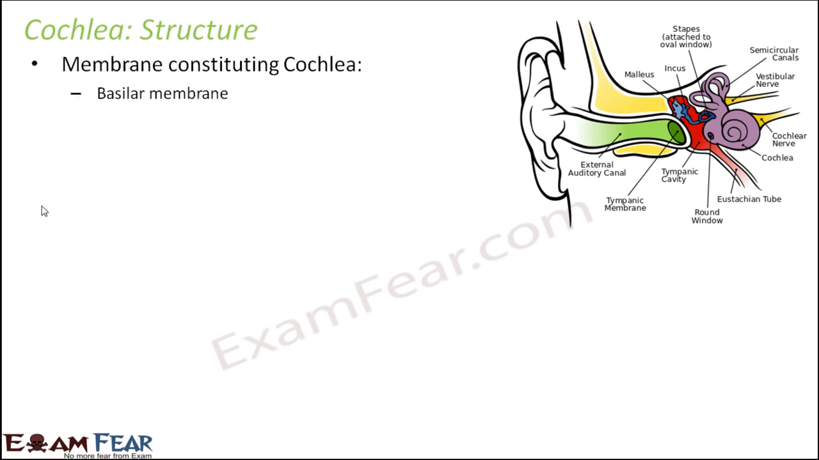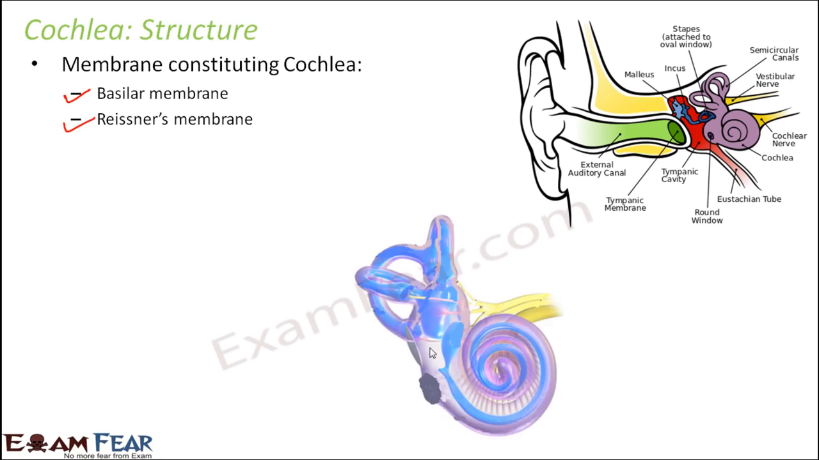Now, the membranes constituting the cochlea. So what are the membranes which form the cochlea? There are two membranes, that is the basilar membrane and the Reissner's membrane. So many new names, right? Let us have a detailed look at the cochlea. This is how the cochlea looks.